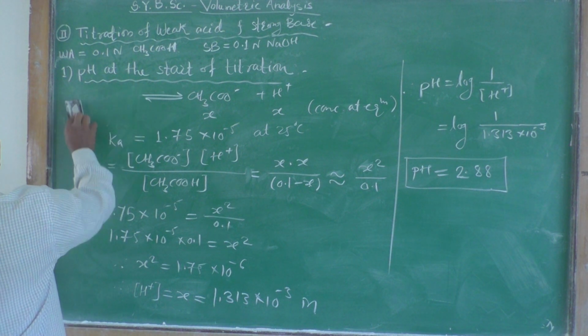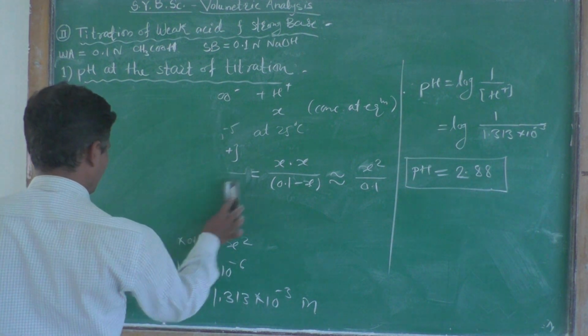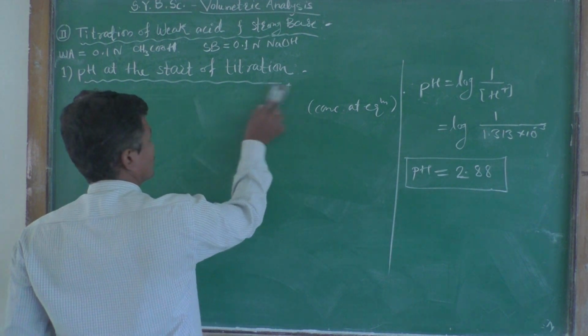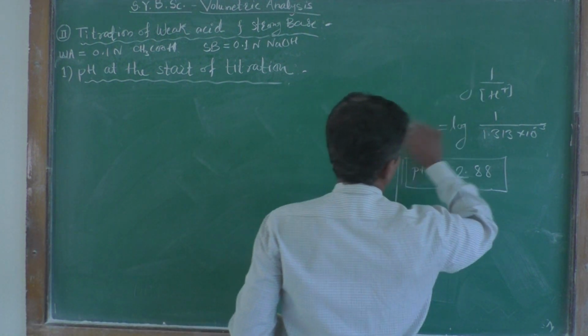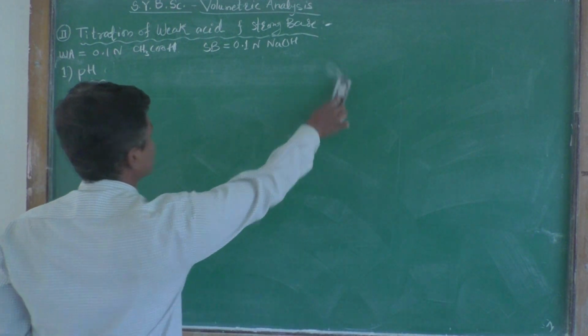Now the next point is the pH of the solution when 10 ml of sodium hydroxide, that is NaOH, is added to the 25 ml of 0.1 normal acetic acid. This is the second pH calculation.